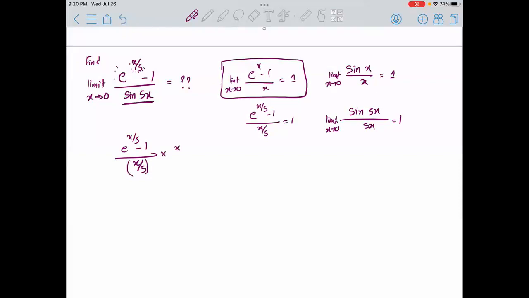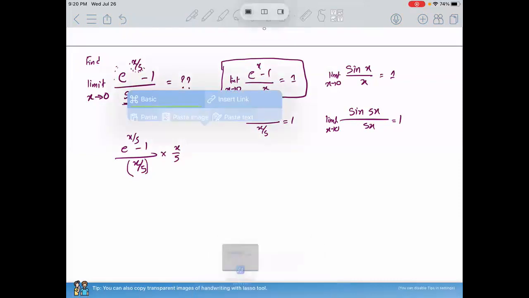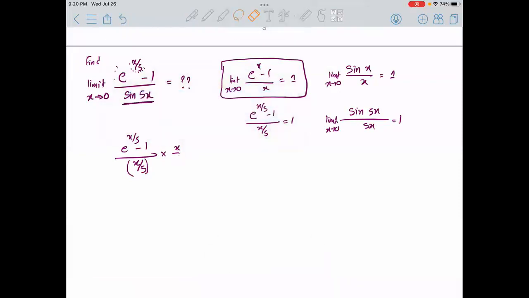So what we'll do? Just divide by x by 5 and multiply by x by 5, okay? And then divided by sin 5x by 5x, multiplied by 5x. Agree?